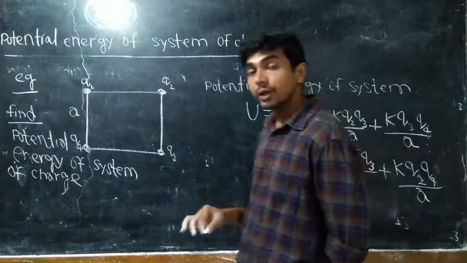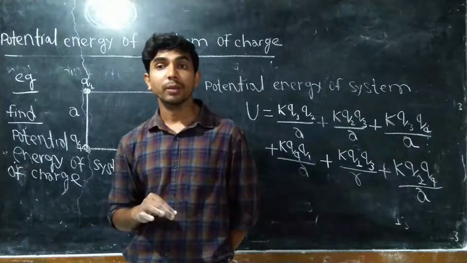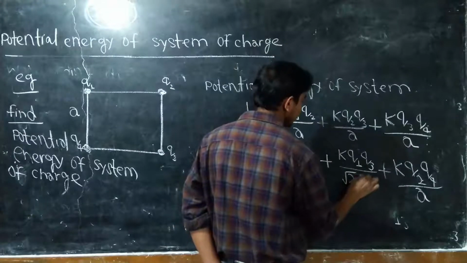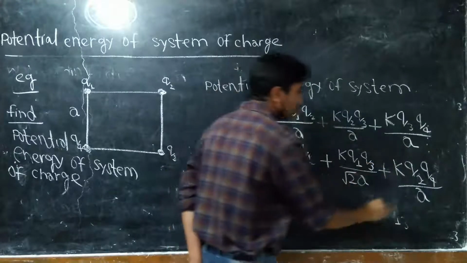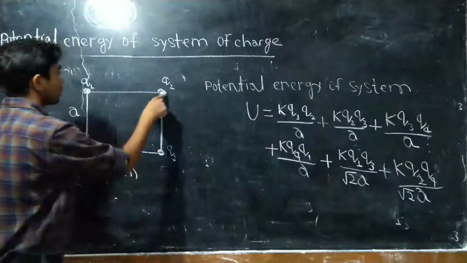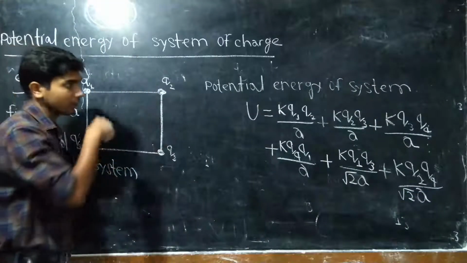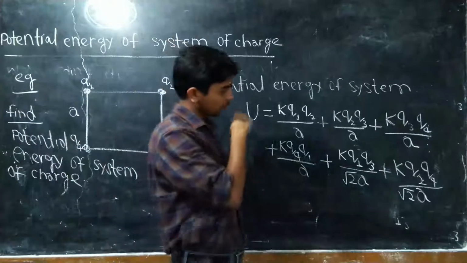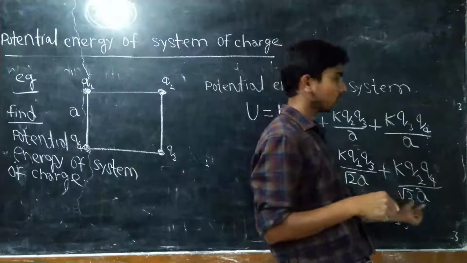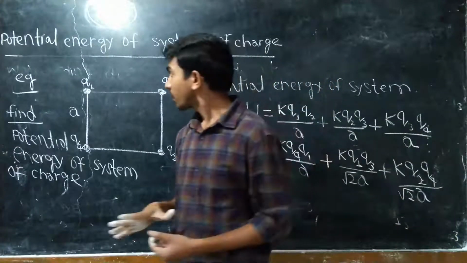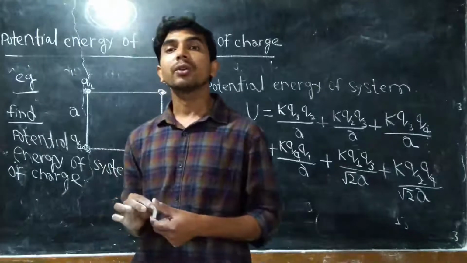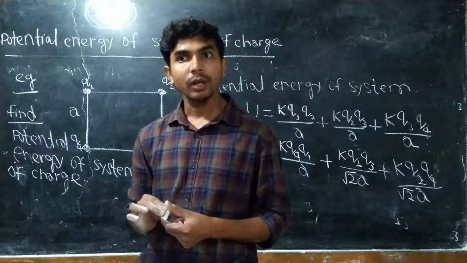Okay, so you calculated potential energy of system. We have to take here root 2A. Yes, sorry, we have to take here also root 2A, because this distance is root 2A. Yeah, that's where I made a mistake. So this will be root 2A, and this is also root 2A. So this way you are able to calculate potential energy of a system.